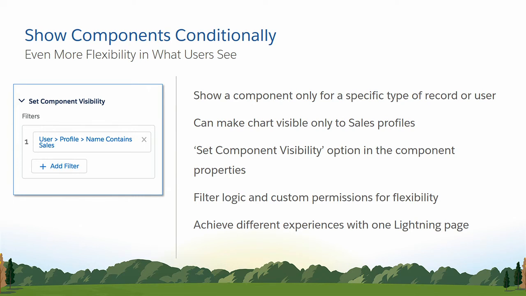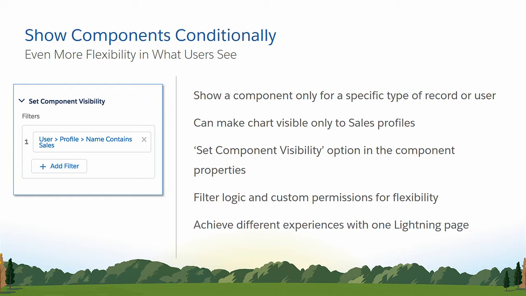So another really great feature of Lightning is the ability to show components conditionally. So we can show certain components just to certain users or show them only for certain types of records. We would do this using the Set Component Visibility option in the Component Properties panel. And we have a lot of flexibility here. You can set up criteria using filter logic, and you can even use custom permissions. So that would allow you to control component visibility via a permission set.